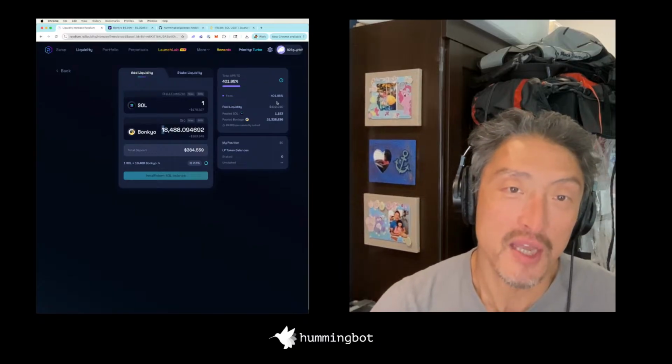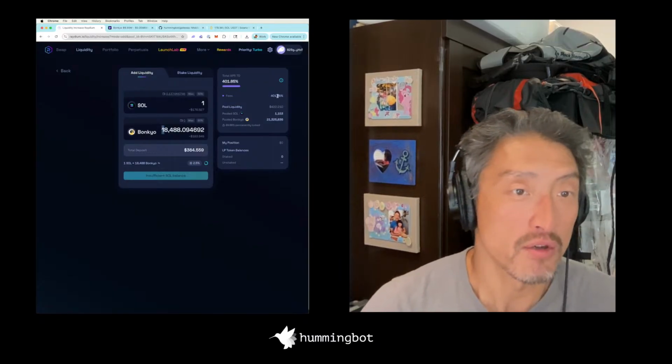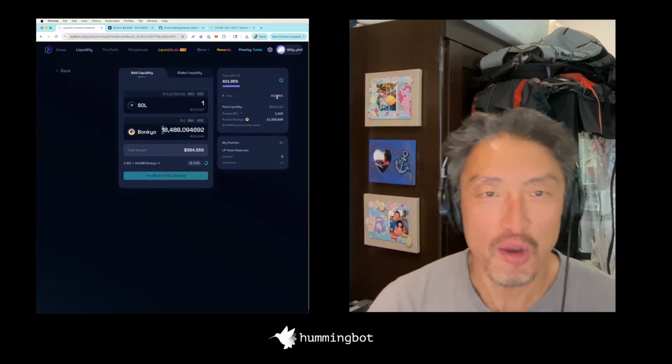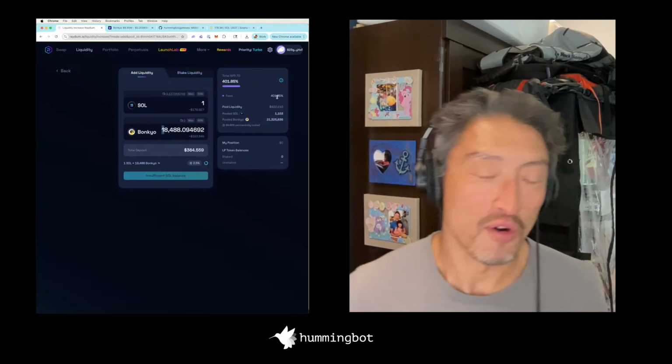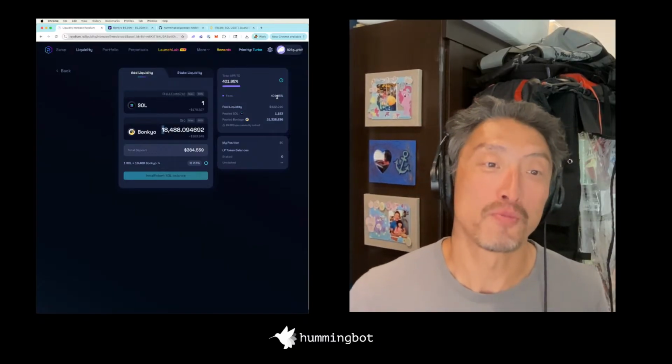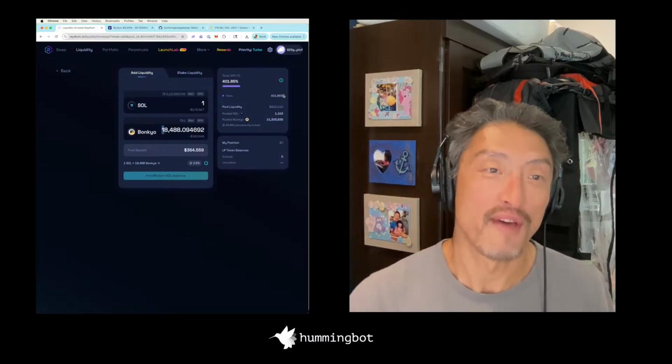But the other factor is, if it does stay in this range, as it trades up and down, the fees actually can be a meaningful source of yield. So right now it's 401%. So in theory, if this coin existed for over a year, and that's a big if, then you would actually earn 400% over the course of that one year.